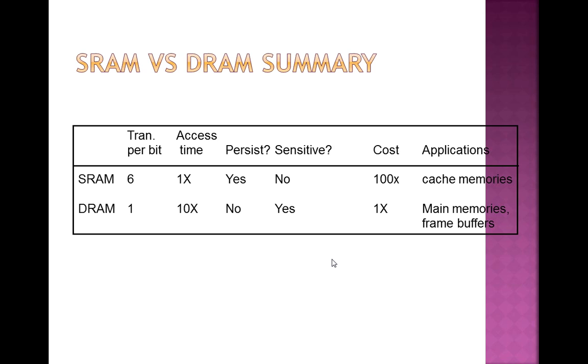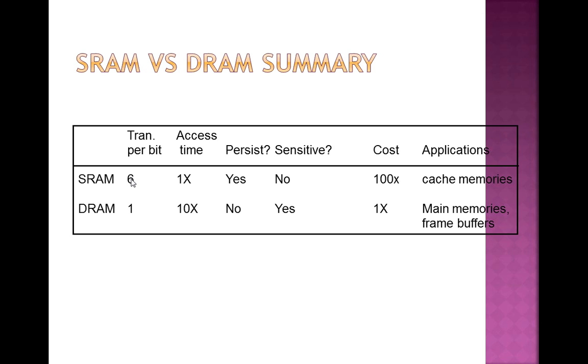This is the comparison of the static RAM and the dynamic RAM. Transistors per bit, that is static RAM is 6 and dynamic RAM is 1. That is, static RAM is faster than the dynamic RAM. Then access time, static RAM is 1x and dynamic RAM is 10x. That is, static RAM is 10 times faster than the dynamic RAM. Then persist, static RAM is persistent, that is, it is constant, while dynamic RAM is not constant.